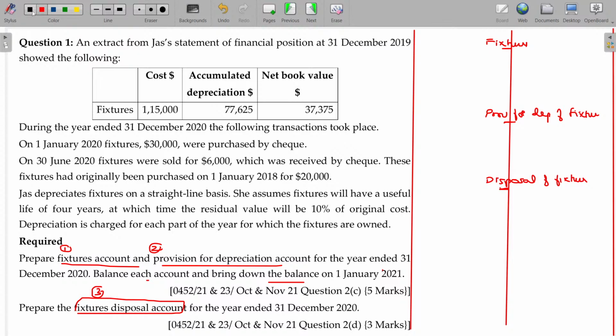Now we'll try to finish off the format first. Balance brought down, balance carried on. If you purchase a new asset, it is paid through the bank account or cash account. If you dispose, that will be transferable to the disposal account. All these things are appearing at what value? Cost. In case of provision for depreciation, the opening should be on the credit side, balance brought down. Closing should be on the credit side, balance carried on.